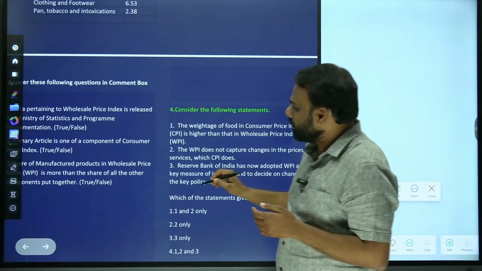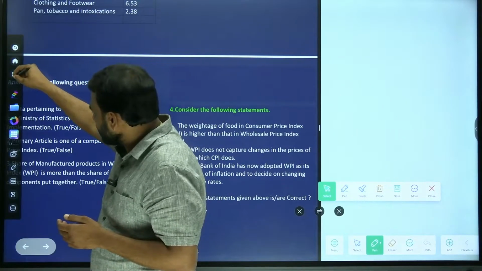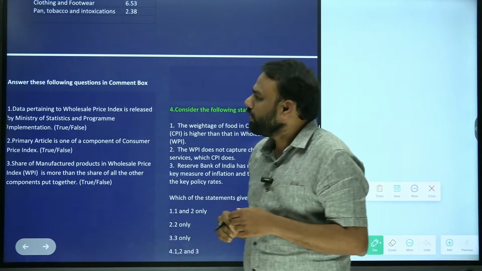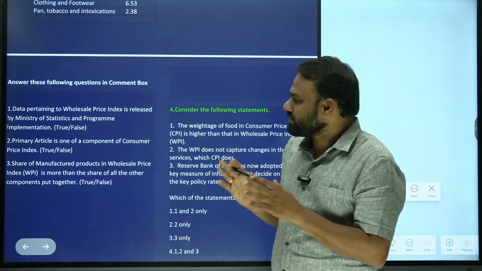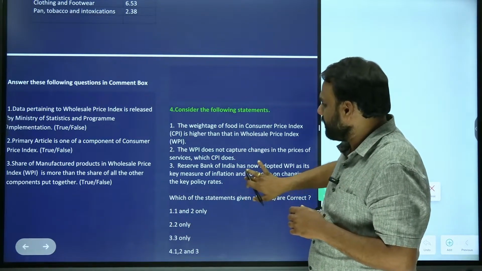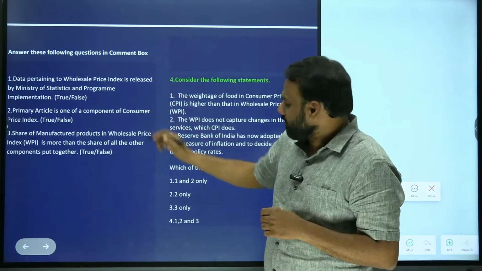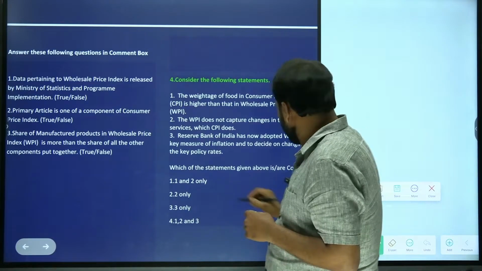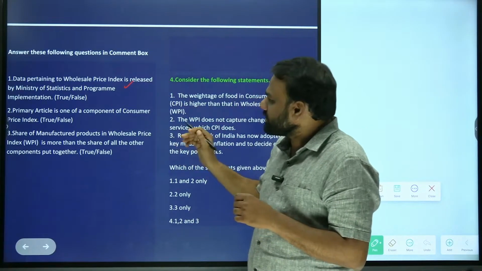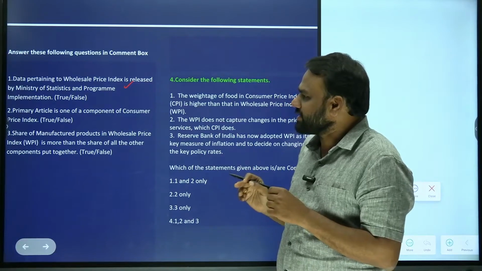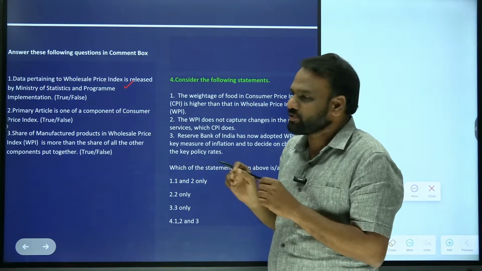Try to answer these questions through the comment box. The first 3 questions are true or false kind of questions, and next is a multiple choice question. So here, first question: data pertaining to wholesale price index is released by Ministry of Statistics and Program Implementation. You have to indicate whether it is true or false.